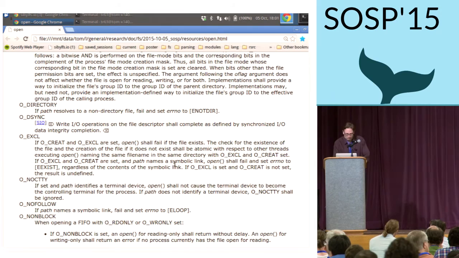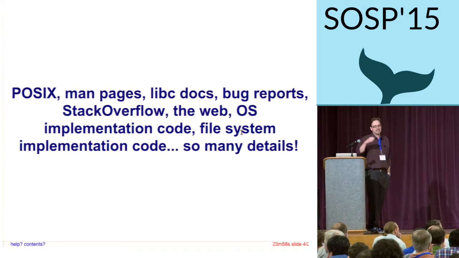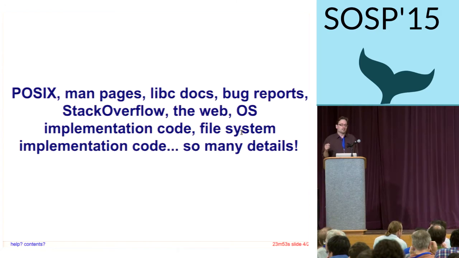So there are lots of questions here. How compliant are file systems? Where do they differ? How do file systems differ between themselves? This kind of thing.